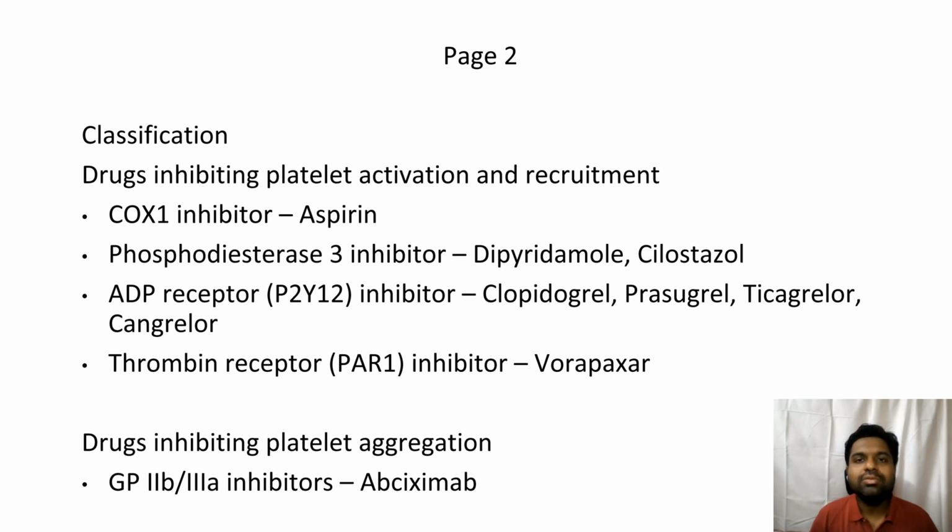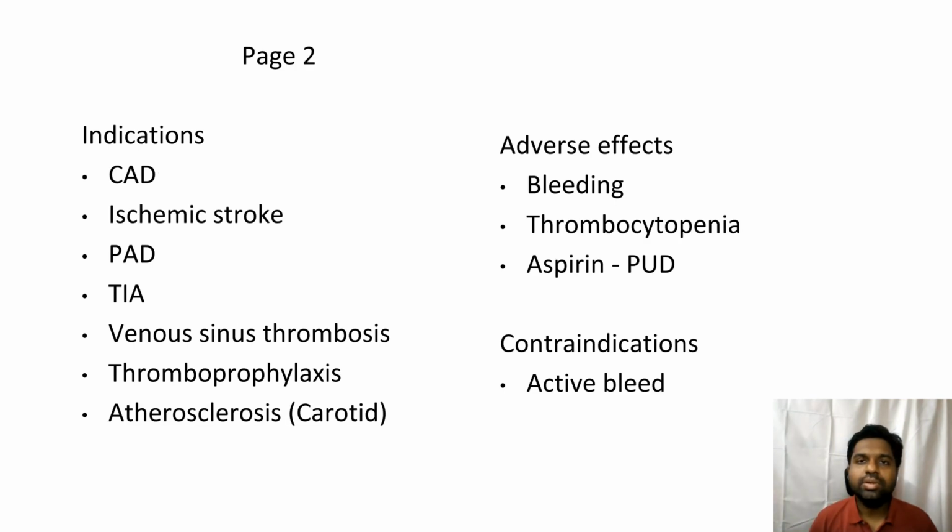We also have drugs that inhibit platelet aggregation, GP2B/3A inhibitor, apixaban. Coming to indications, antiplatelet drugs are used in coronary artery disease, ischemic cerebrovascular accident, transient ischemic attack, peripheral artery disease, thromboprophylaxis, carotid atherosclerosis, as well as venous sinus thrombosis.